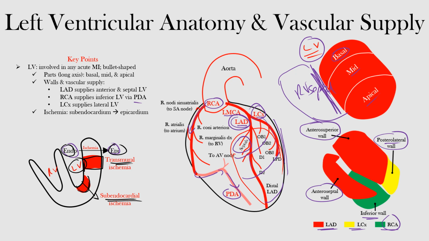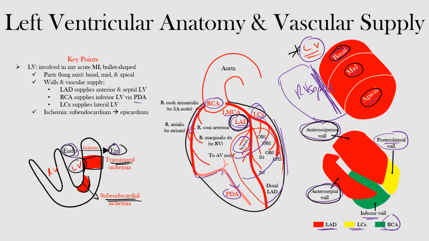All right, let's review what we discussed before we end here. Again, why we want to know the anatomy of the left ventricle is because it's involved in pretty much any acute MI. It has that bullet shape that we talked about. We talked about the long axis, which is this area here, having the basal, the mid, and the apical portions. The LAD, the left anterior descending artery, this one here, supplies the anterosuperior and anteroseptal, the anterior and septal portions of the left ventricle.